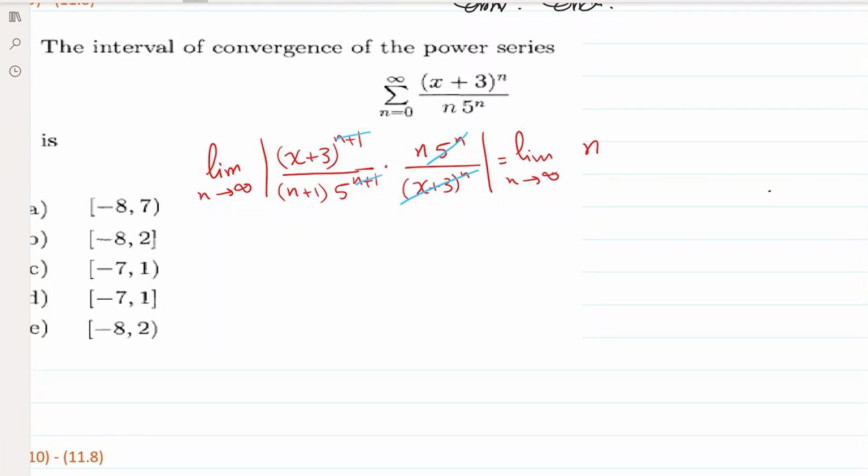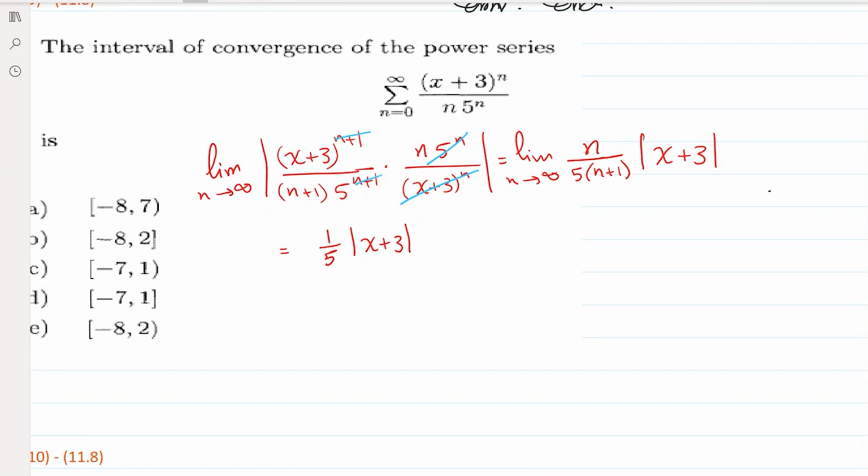Note that in n over 5n plus 1, there is no need for absolute value for these terms because they are already positive as n goes to infinity. But the absolute value you need for the x's. So you need this one with absolute value. So what is the limit of this one? It's 1/5. So this is equal to 1/5 multiplied by the absolute value of x plus 3.